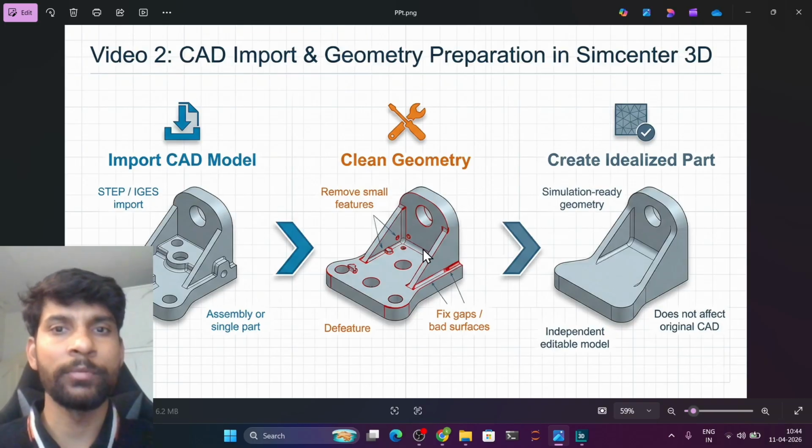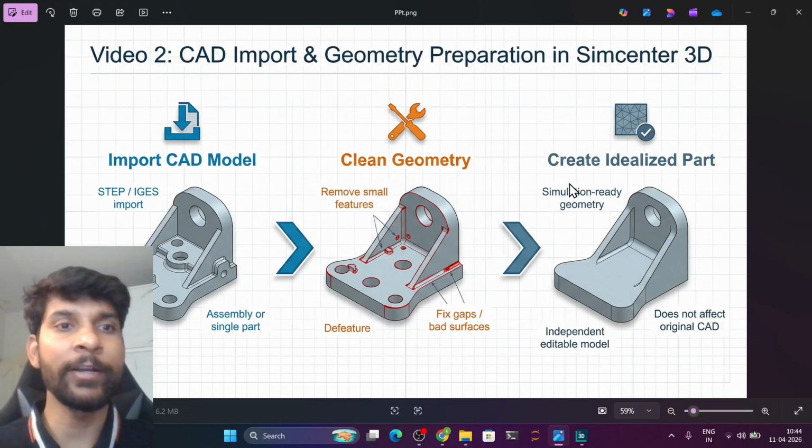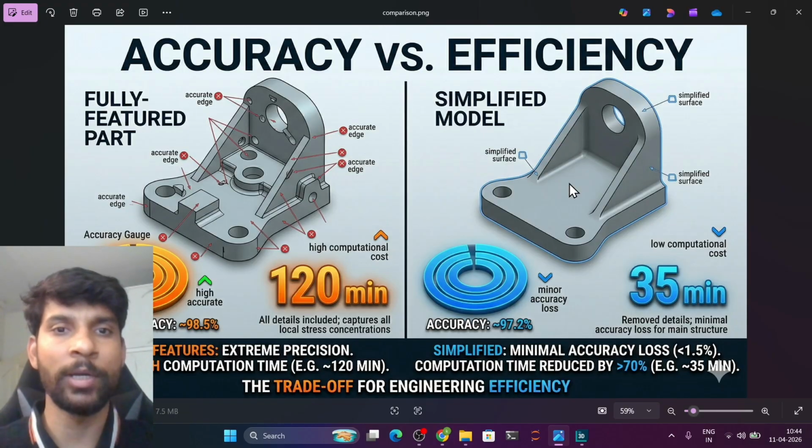Okay, so let's go through what we'll be doing today. First of all, we'll be importing a CAD model. We'll try to clean up this geometry. I'll tell you why we have to clean the geometry, and then we create an idealized part. I'll let you know what an idealized part is. Before that, why do we do the cleanup? That's the first question. So I have one image which I would like to show you.